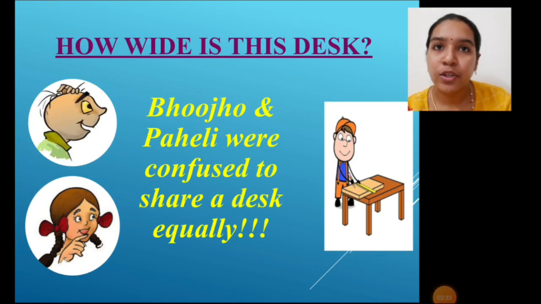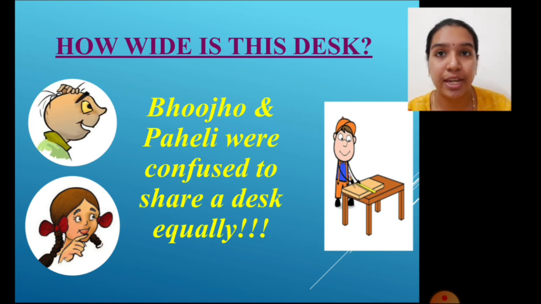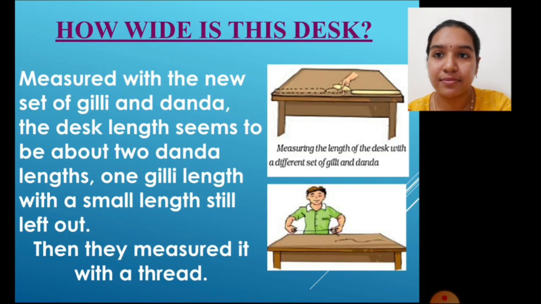I hope you have remembered the experience of Bhujo and Paheli about measuring the desk equally for sharing. When they measured with different sets of gilli and danda, the results were not the same. Then they tried to measure it with a thread and folded it into fractional units for correct measurement. This also led to their confusion.